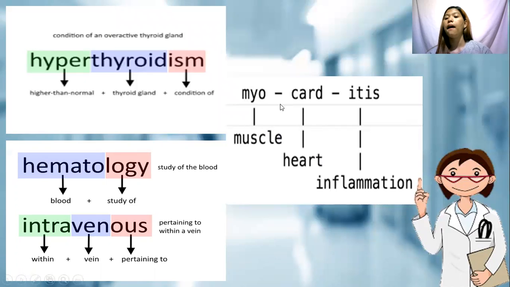Another, myocarditis. Myo is the root, and it means muscle. Card is the root word, and it means heart. And itis is inflammation, and this is the suffix. It means inflammation of the muscle in the heart.